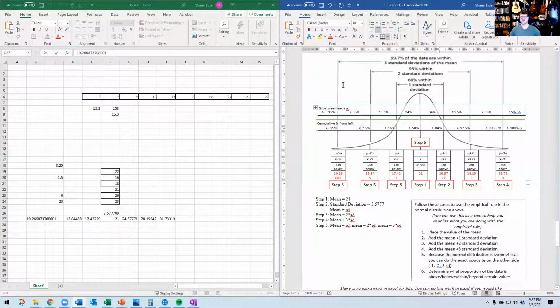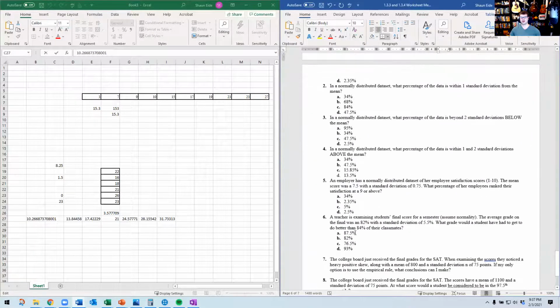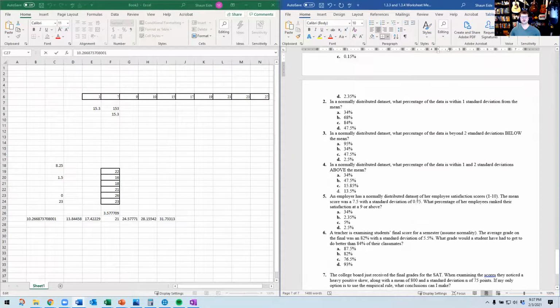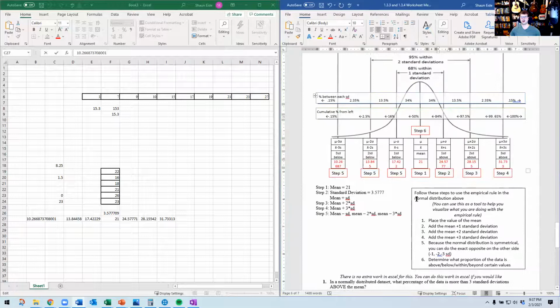So that's how you use this fun little table. And it will also help you to be able to do all of these as well. Hopefully this will be really good practice for you before you take the exam. I think that it should be.